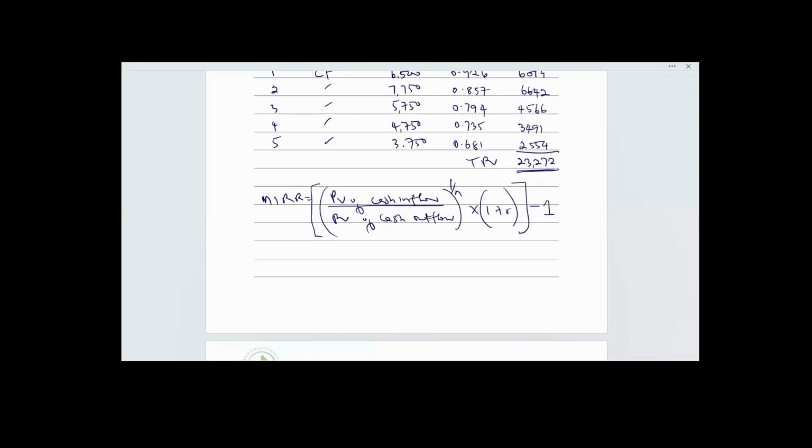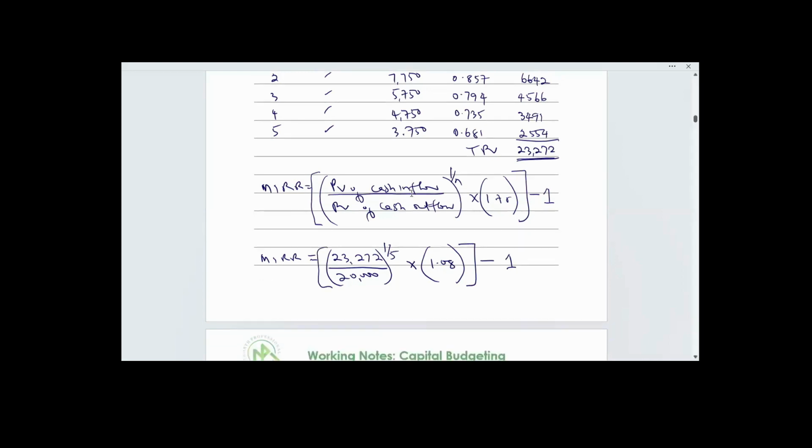Okay? Therefore, my modified internal rate of return will then be equal to the present value of cash inflow, which is 23,272. Present value of cash outflow we got is 20,000 naira up there, raised to power 1 over 5, multiplied by 1 plus the cost of capital. R is cost of capital of 8%. So 1.08. All of this minus 1. That's it.